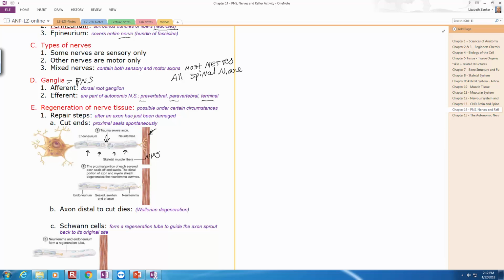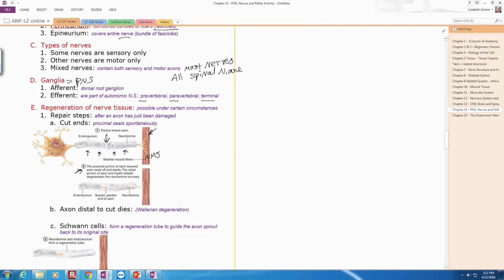So if you get a cut or you get traumatized, it's saying that it will seal off the proximal end, right? So that's what it's saying here. The proximal portion of each severed axon seals off and swells. And the distal portion of the axon and myelin sheath degenerates, and the neurolemma, though, survives. What's the neurolemma? That was the myelination around it. Okay, so the myelination is there.